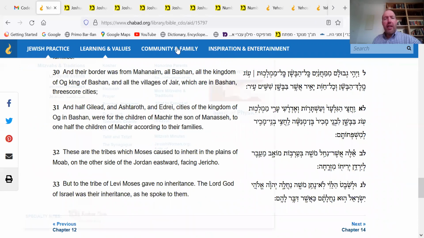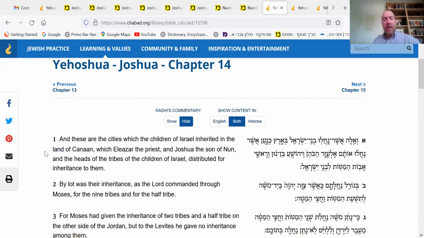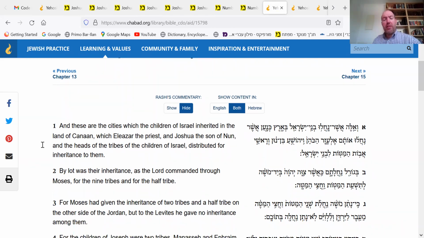So we know that Moses gave the 2.5 tribes on the east the lands that were conquered. But what about the rest? This whole area was conquered. How is it supposed to be divided? So we read in the beginning of chapter 14, And these are the cities which the children of Israel inherited in the land of Canaan, which Eleazar the priest and Joshua the son of Nun and the heads of the tribes of the children of Israel distributed for inheritance to them. By lot was their inheritance, as the Lord commanded through Moses for the 9 tribes and for the half tribe.